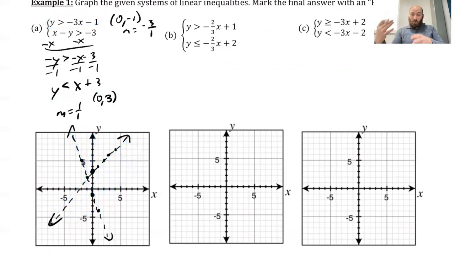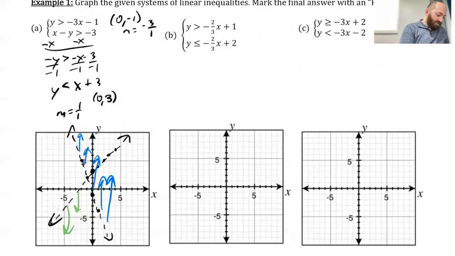I don't like doing a full shading in because it gets a little bit tricky, especially on my iPad here, but you could do something like this. So the first case is greater than, so it kind of goes up like this. This is where the shading would go, is upwards. The second one is going to go downward since it's less than.